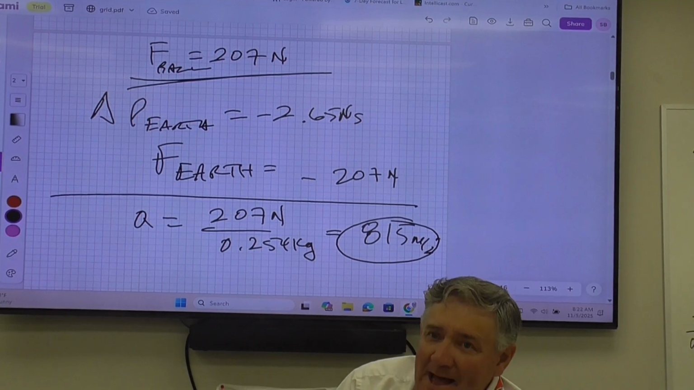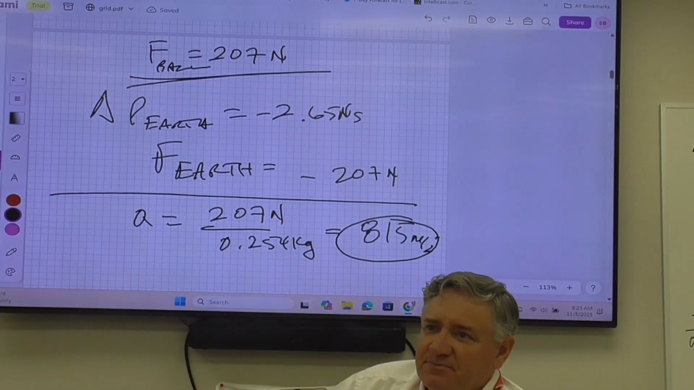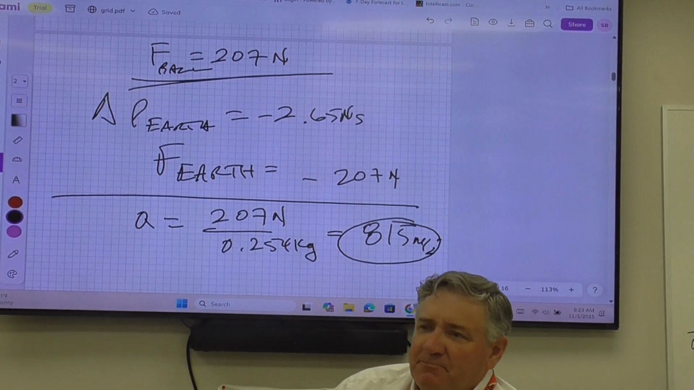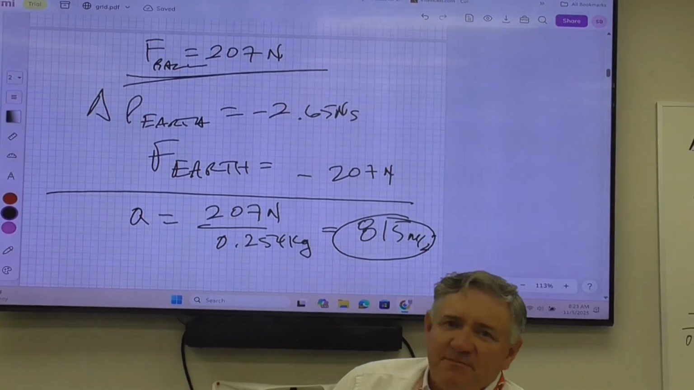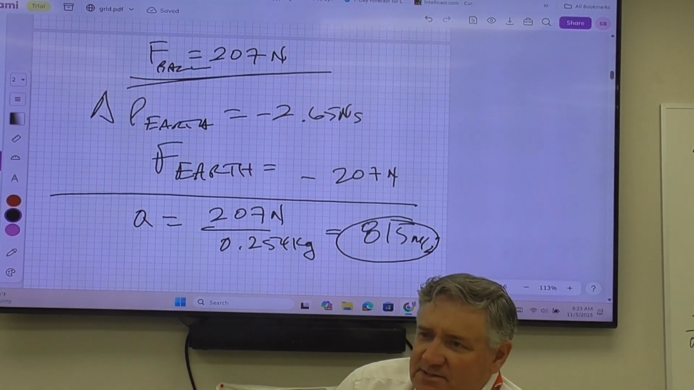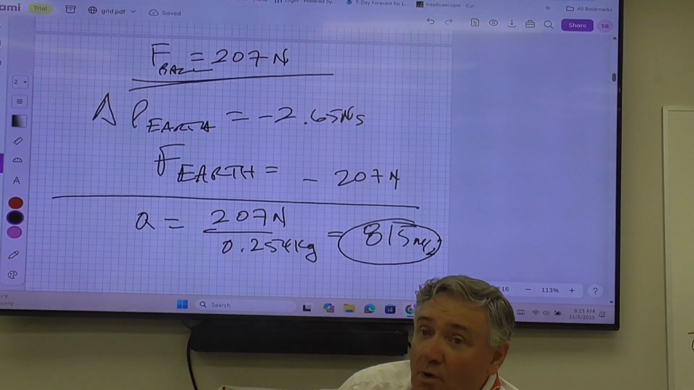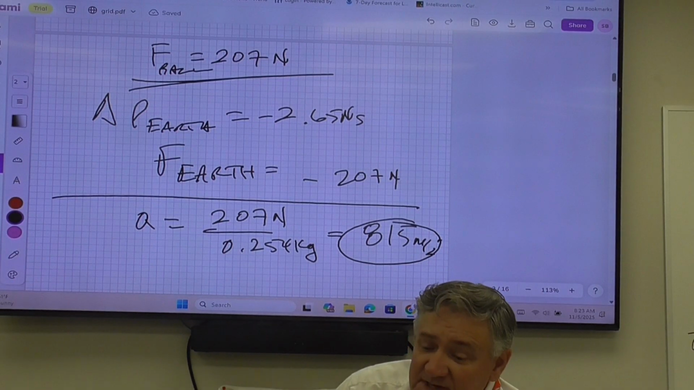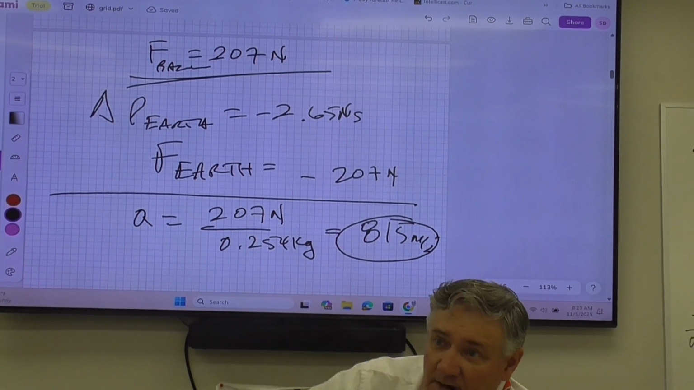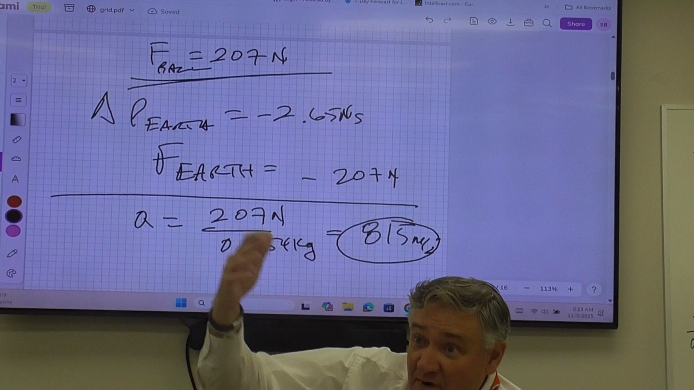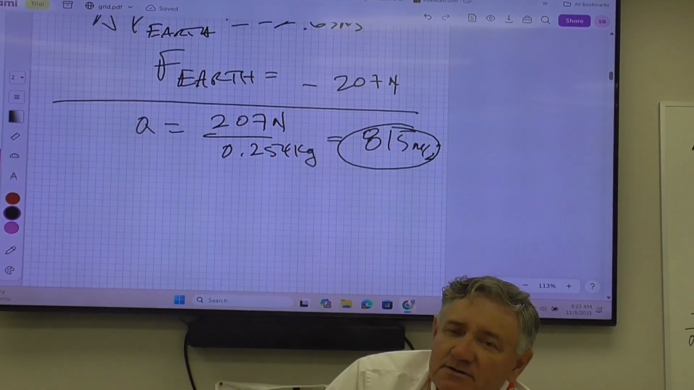That would be bad, because if the accelerations are equal and opposite, every time I drop that ball, what would the Earth do? It would accelerate out from underneath us at 815 meters per second squared. Basketball season would be horrible, because every time someone bounced a basketball, it would be bad too.